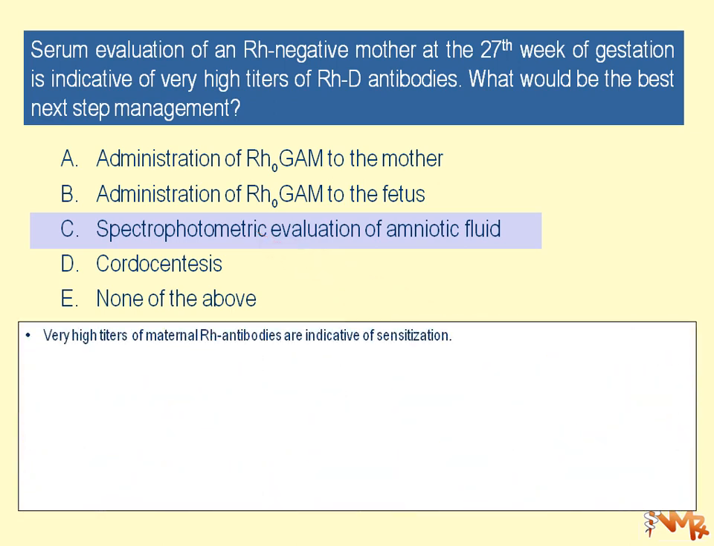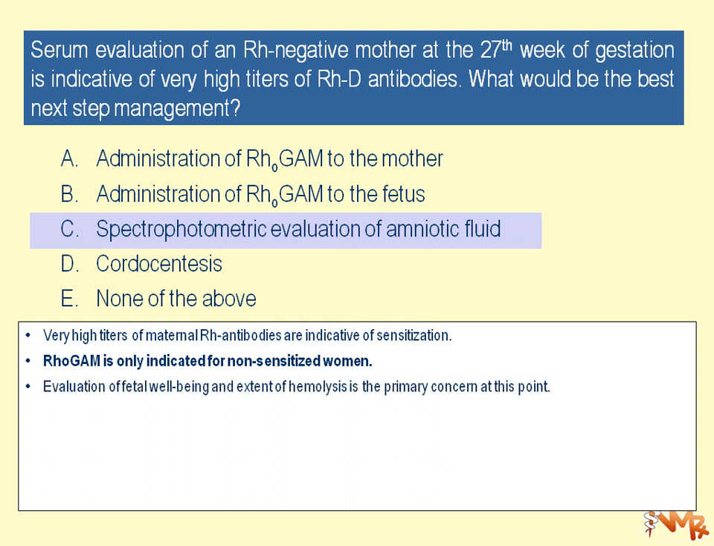Just to know, very high titers of maternal Rh antibodies are indicative of sensitization. RhoGAM, lock in this information and don't forget it, is only indicated for non-sensitized women. Evaluation of fetal well-being and extent of hemolysis is the primary concern in this particular case.